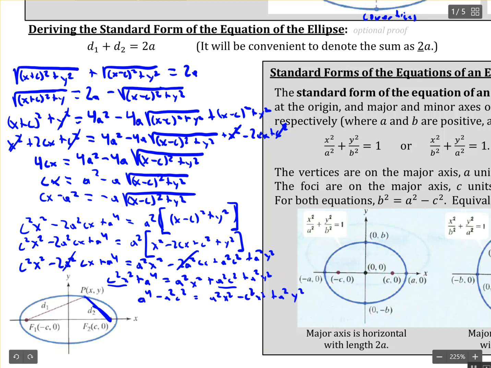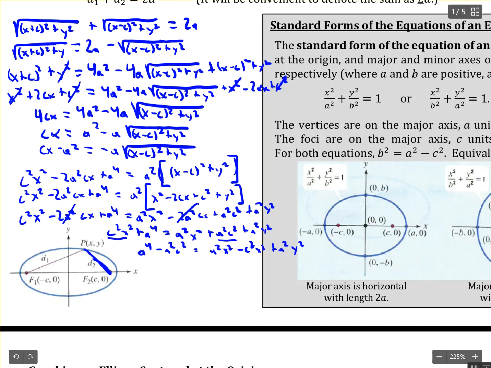All right, we're almost done. Trust me. So on this left side, both of these have an a squared. Factor that out, and I get a squared times a squared minus c squared. On these, they both have an x squared, so let's factor that out, leaving me with an a squared minus c squared. And we still have a squared y squared here.